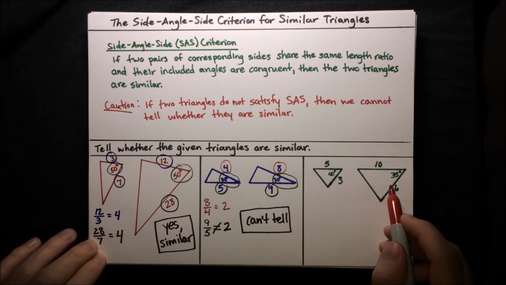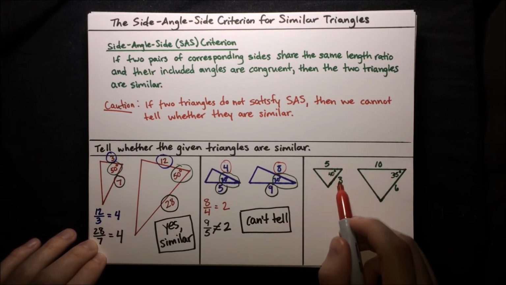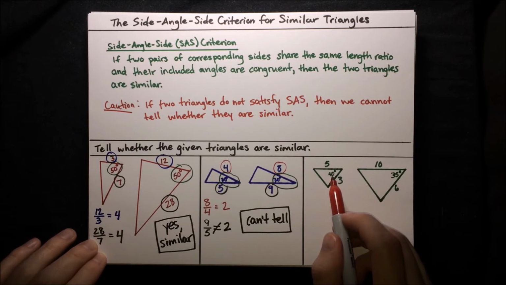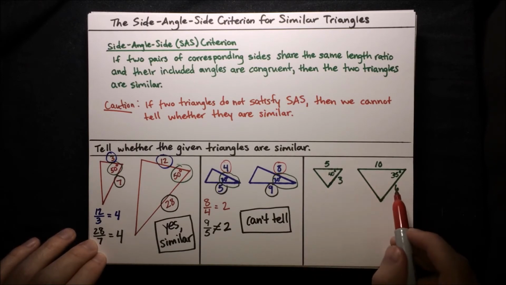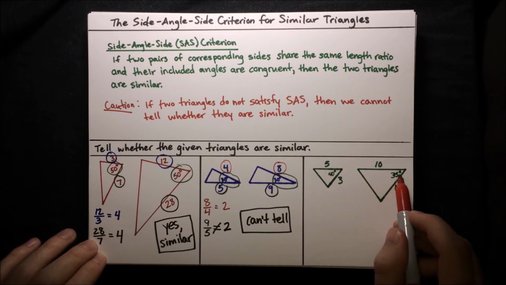Alright, last pair of triangles. The small triangle here has sides 5 and 3 with an included angle of 40 degrees. The big triangle here has sides 10 and 6 with an included angle of 35 degrees.